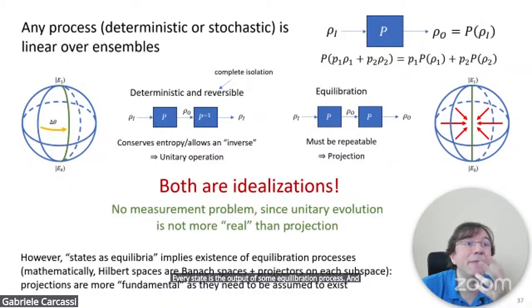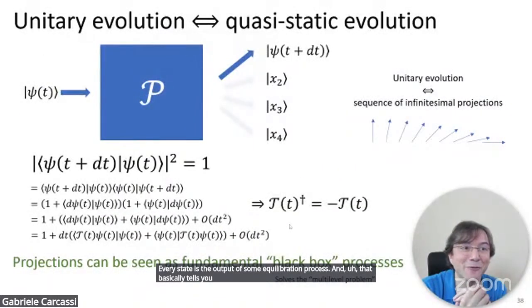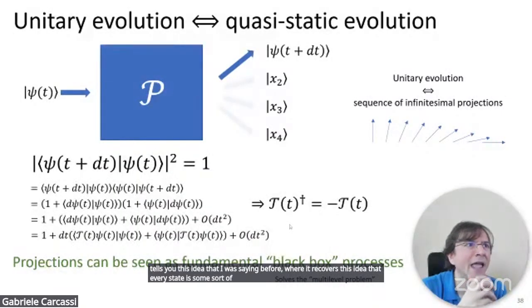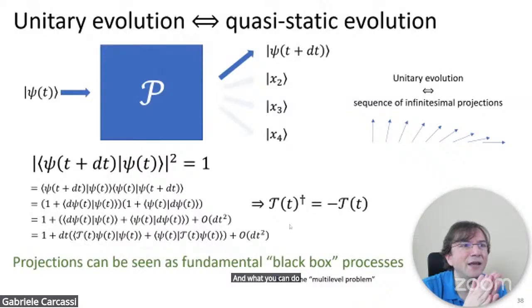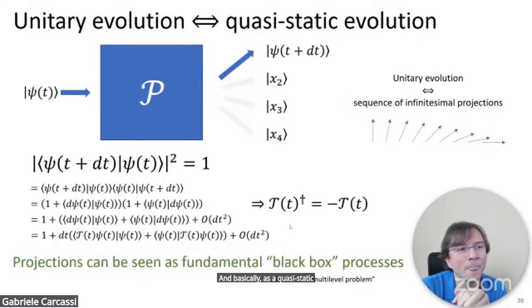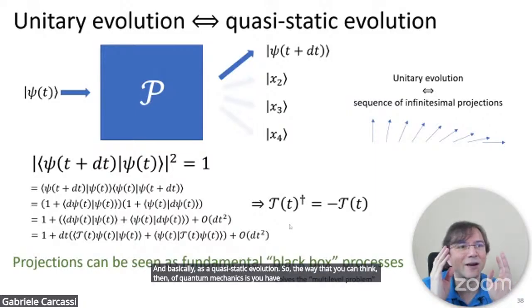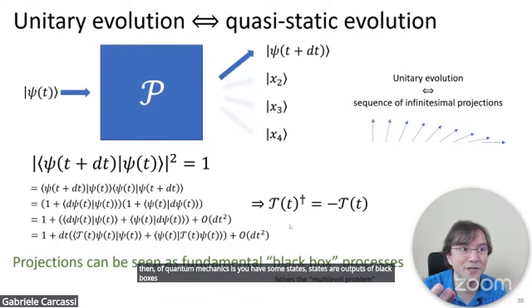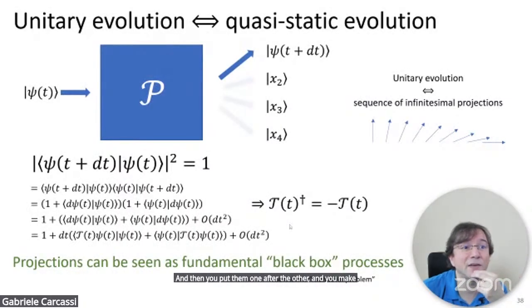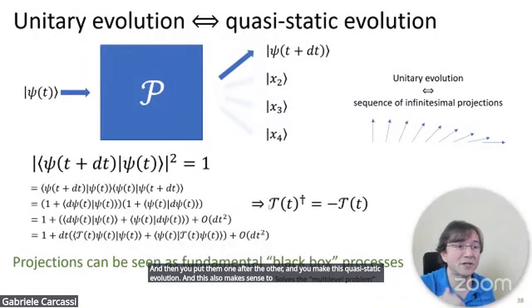And that basically recovers this idea that I was saying before, that every state is some sort of equilibration. And what you can do is recover unitary evolution as a sequence of infinitesimal projections, and basically as a quasi-static evolution. So the way that you can think about quantum mechanics is you have some states. States are outputs of black boxes, and your black boxes are these equilibration processes. And then you put them one after the other, and you make this quasi-static evolution.